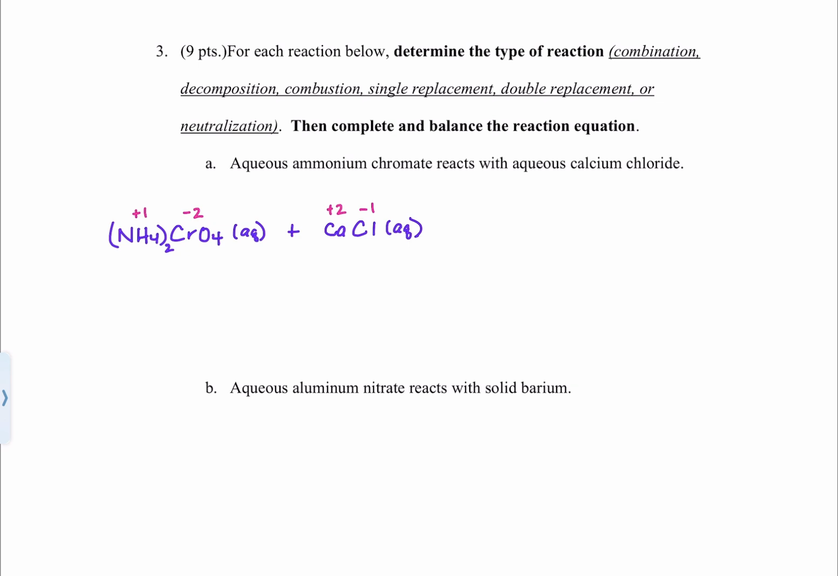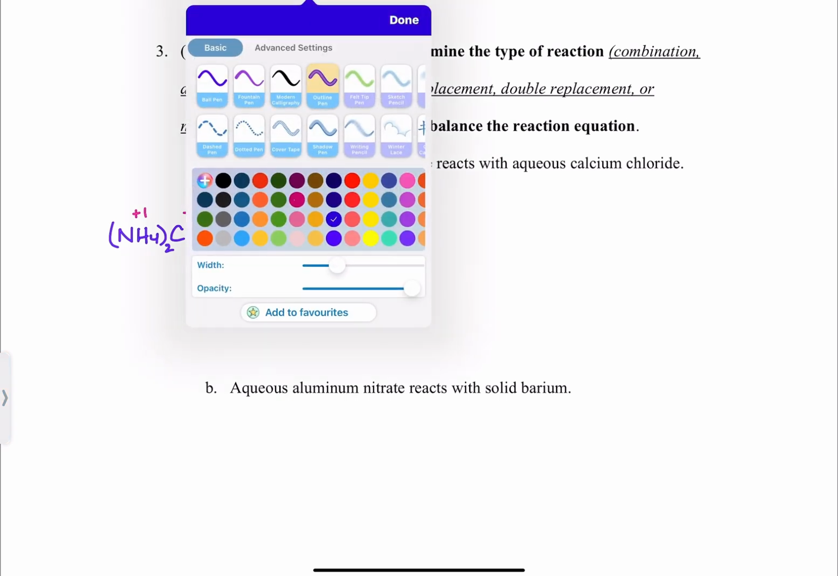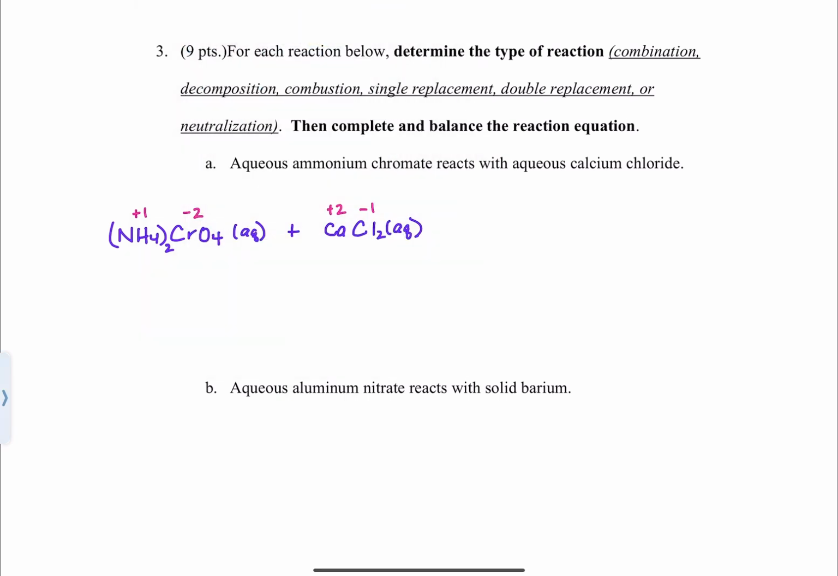We need to balance out our +2 calcium charge with 2 chlorine atoms that are both -1, so that we have two negative charges to balance out the positive 2 charge on calcium. Okay, so now our compounds are written correctly. Let's figure out what our products are. So this is a double replacement reaction.